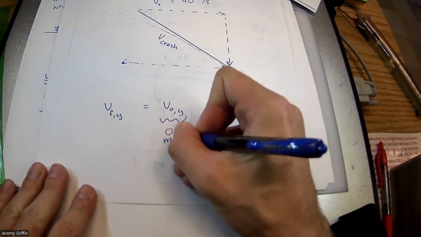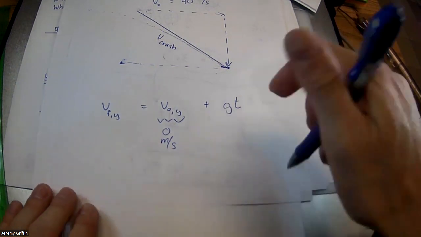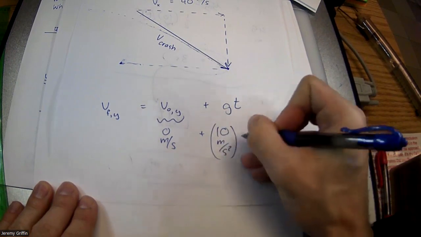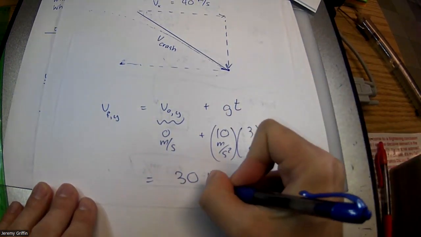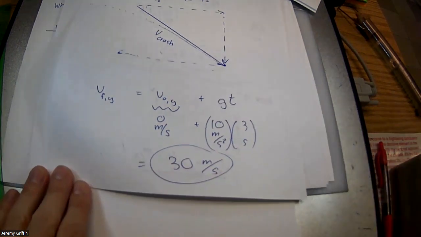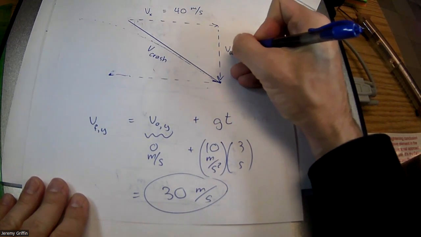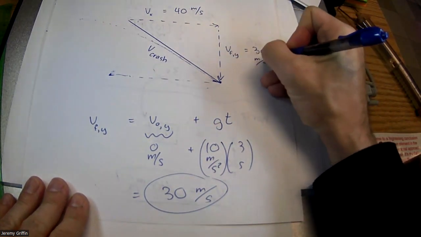Must be 0 meters per second. Doesn't matter how fast the cannon was blasting, it was horizontal. 10 meters per second squared is picking up, does that for 3 seconds. That's that number right there, right? Okay, so that goes right here. The final in the y direction is equal to 30 meters per second.